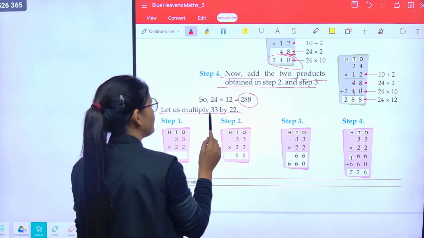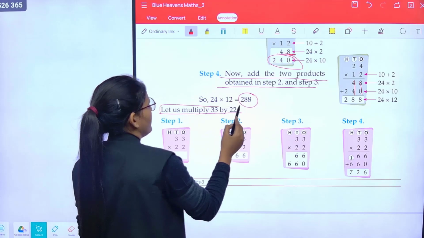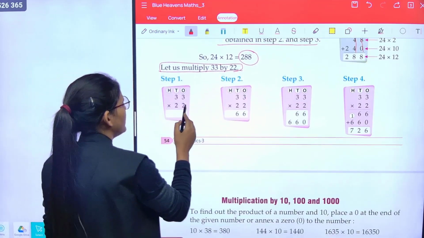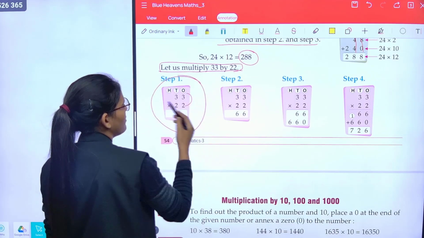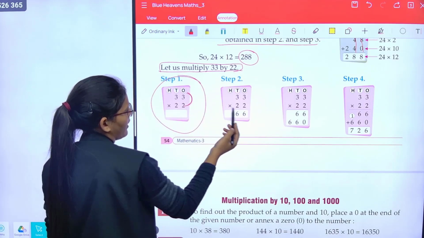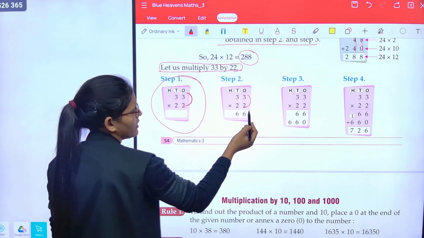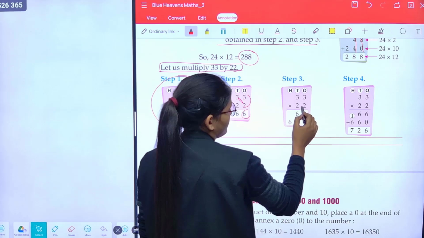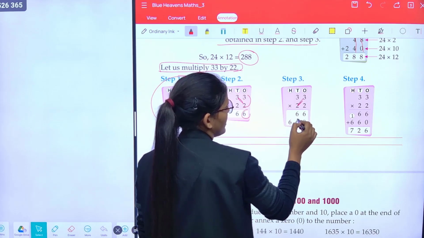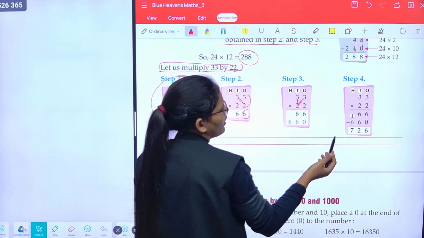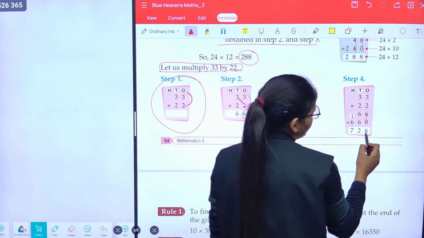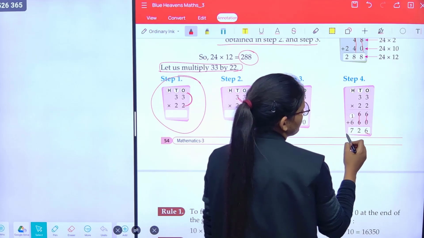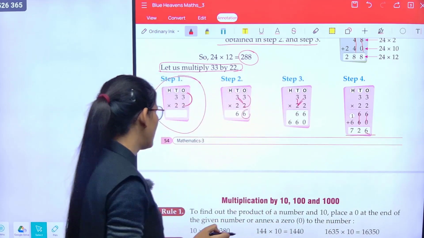Let's multiply 33 by 22. Firstly arrange the columns and multiply. 2 threes are 6, 2 threes are 6. Now add 6 plus 0, 6. 6 plus 6, 12, carry 1. 6 plus 1, 7. So the product is 726.